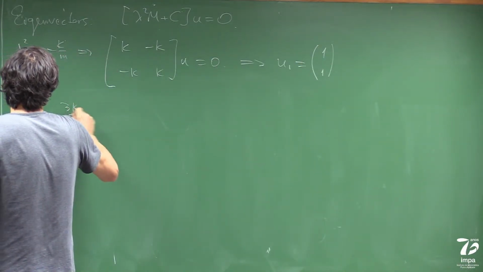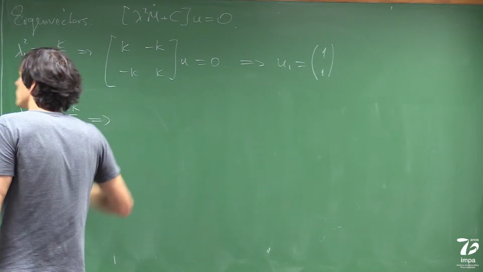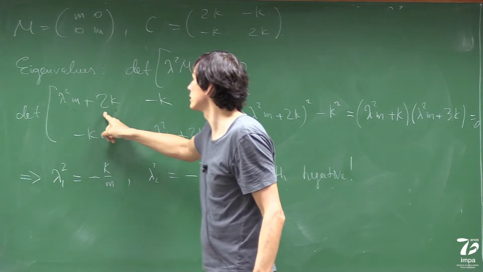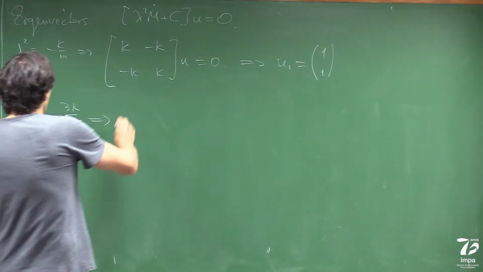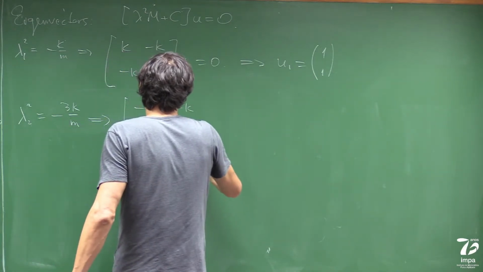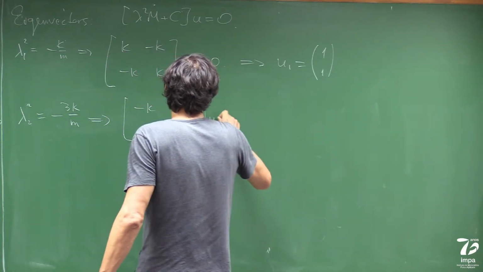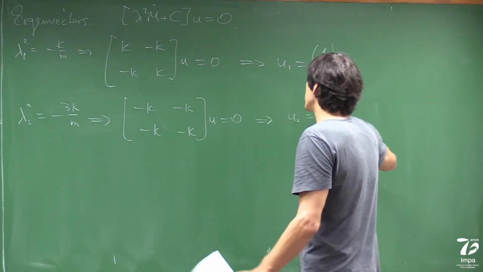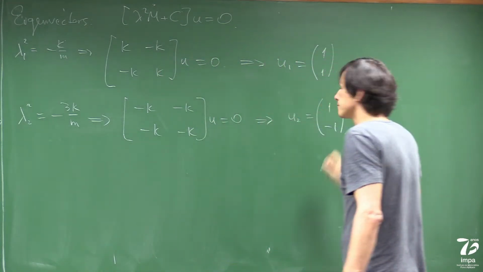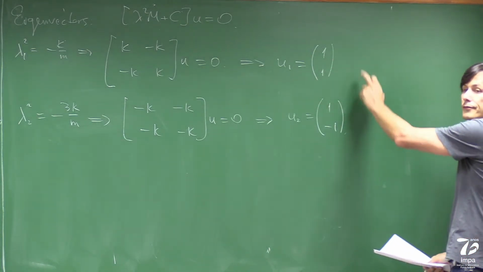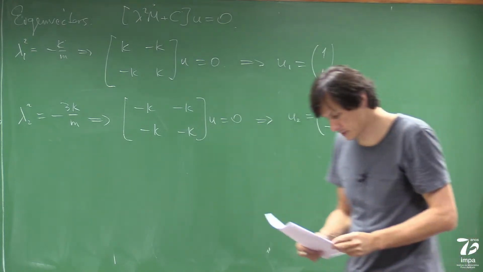And the second, lambda squared equals minus 3k over M. When you put minus 3k plus 2k, it gives you minus k, and minus k. And this gives you the second vector, which will be 1, minus 1. Again, as promised, they are linearly independent, so they give a basis in the space.